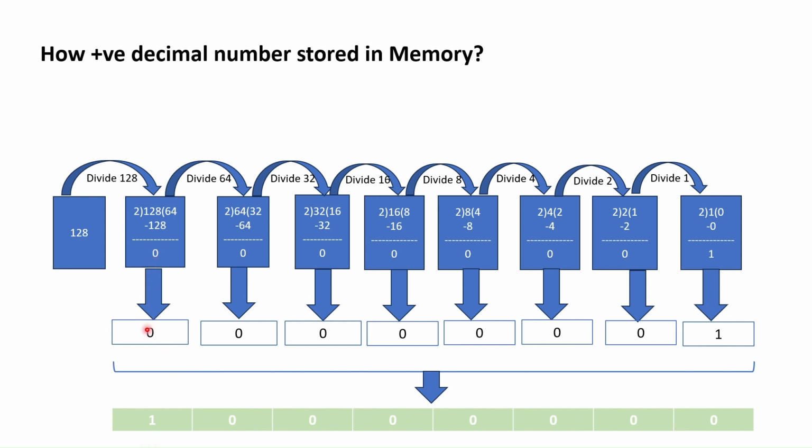Okay, like the first remainder, second remainder, it will take all of them. So this is the binary representation of 128. 128 will be stored like this, in this representation.